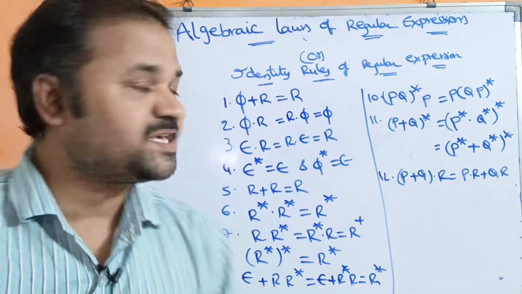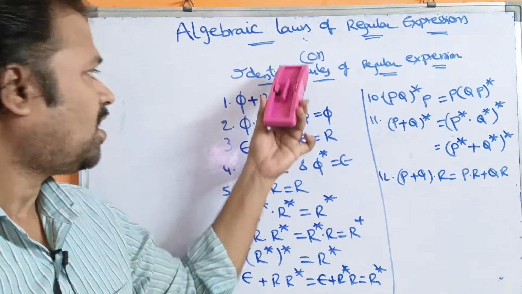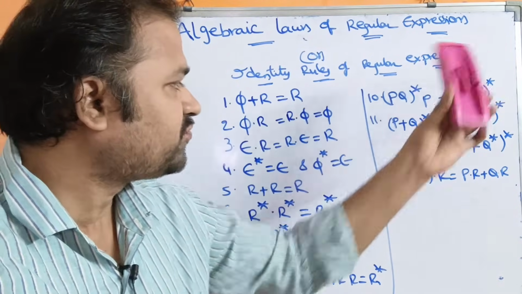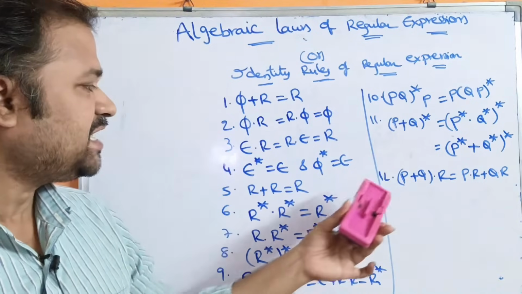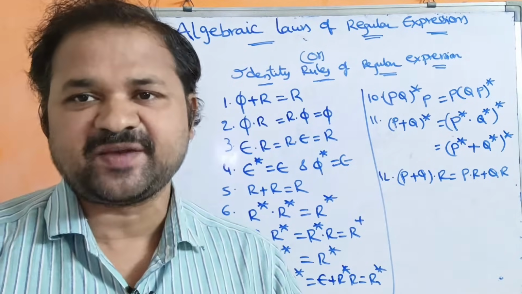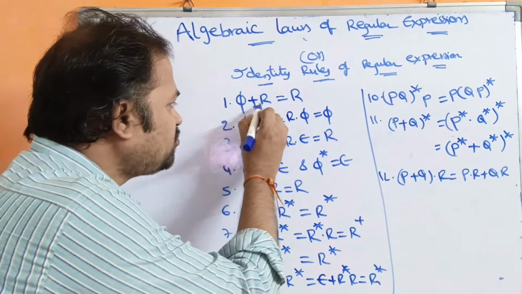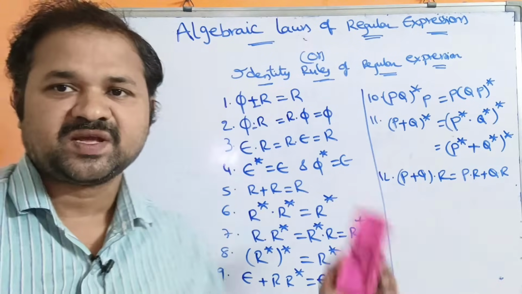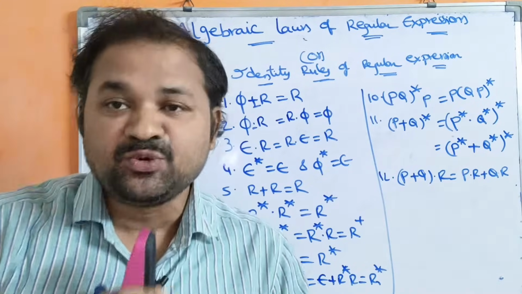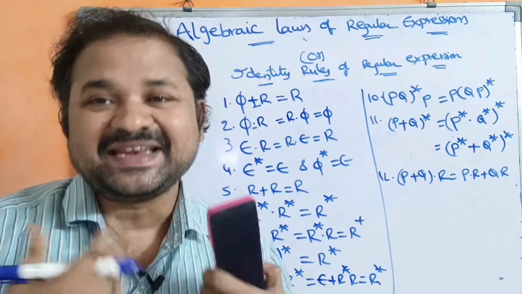Now let us discuss the algebraic laws of regular expressions, or identity rules of regular expressions. In total, we have 12 laws. Now let us see all the laws one by one. The first one uses two operators, plus and dot. Plus is called the union operator, whereas dot is called the concatenation operator.